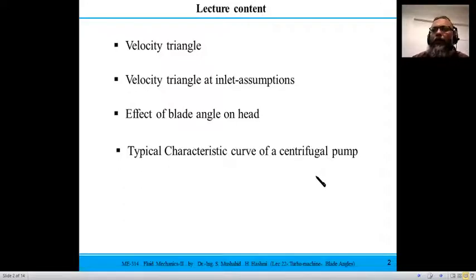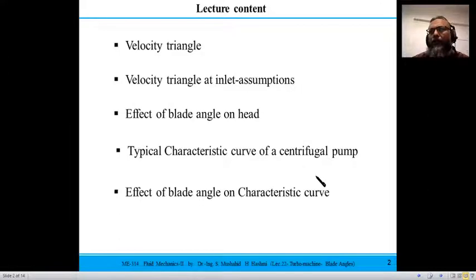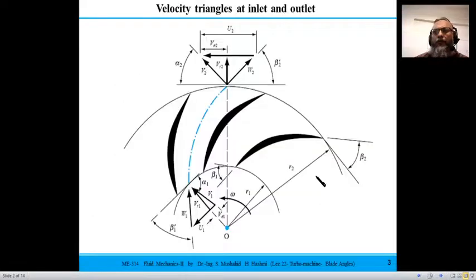There are typical performance curves, characteristic curves of a centrifugal pump, that we will discuss, and then we will see in the end the effect of the blade angle on the different performance curves.